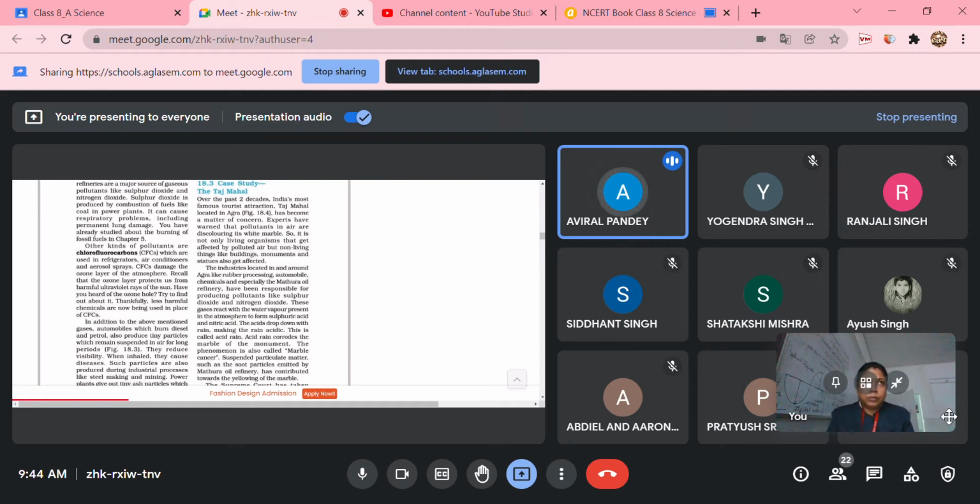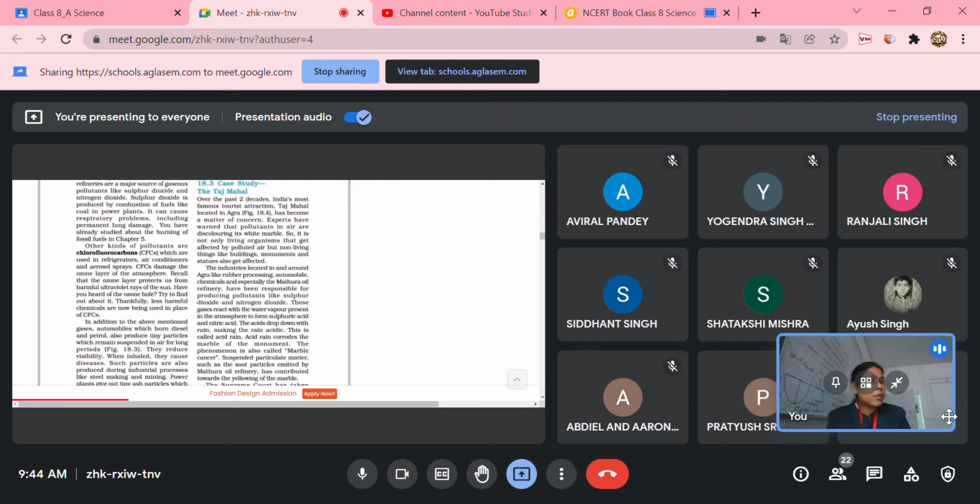Ma'am, its color is getting yellowish. Yes, so mainly what happens is that when these acids are added, the rainwater becomes acidic. When this acid falls on the marble surface, it starts to react chemically with the marble, and as a result of this chemical reaction, it corrodes and decolorizes the white Taj Mahal.